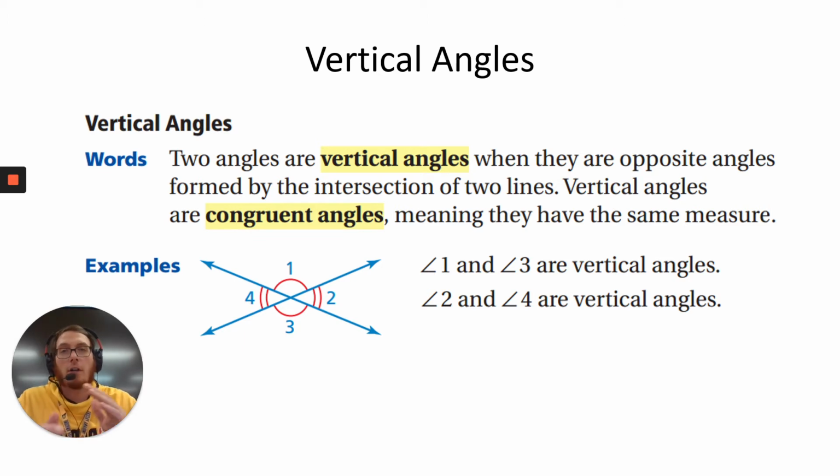Vertical angles are angles that are opposite of one another formed by intersections of lines. So if you look here, angle 1 and 3 are vertical to each other. And notice it has the one kind of hook to it or one kind of curvature. That means they're the same or congruent angles.